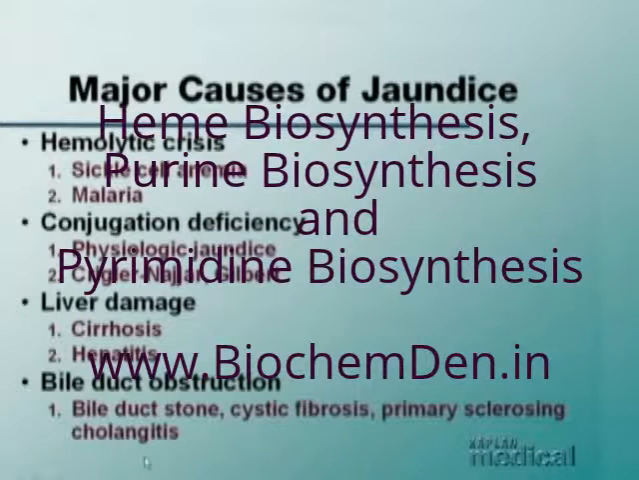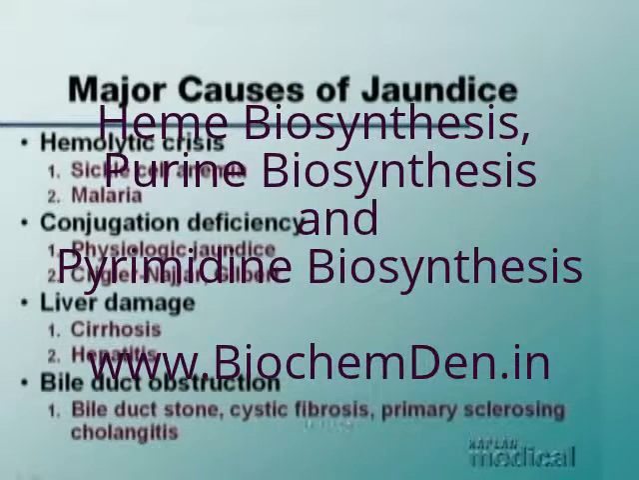There could be a conjugation deficiency. So this would be either physiologic jaundice, or it could be Crigler-Najjar syndrome, or perhaps Gilbert syndrome. There could be liver damage. That would be cirrhosis or hepatitis. Or finally, there could be bile duct obstruction. So some things that could cause bile duct obstruction, think about a stone there.